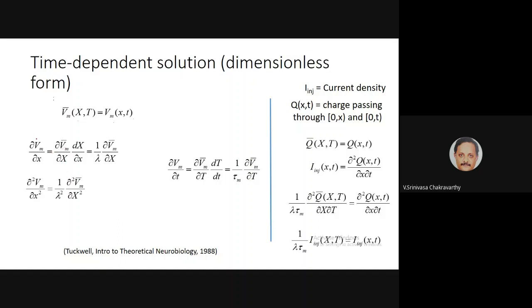times ∂X/∂x. So this is 1 by lambda. Similarly, if you do ∂²Vm bar/∂X², you get 1 by lambda square times this. So the spatial derivative works out like this.